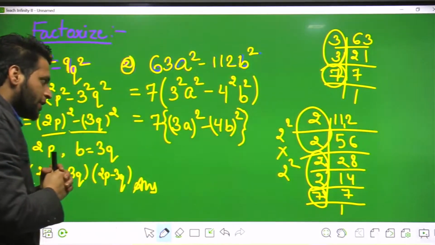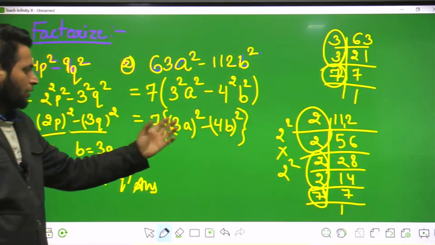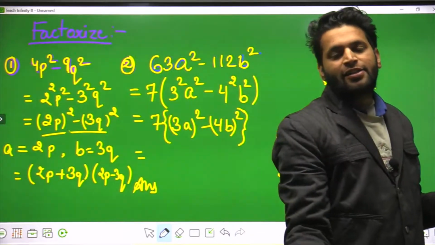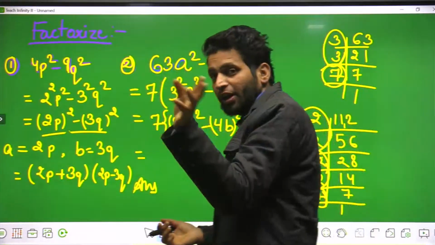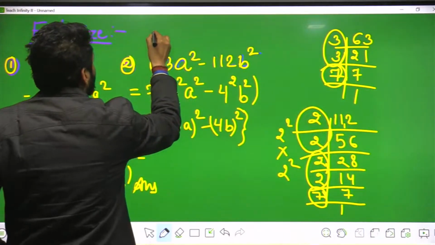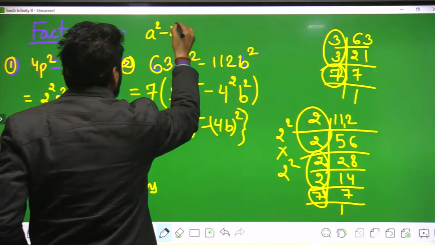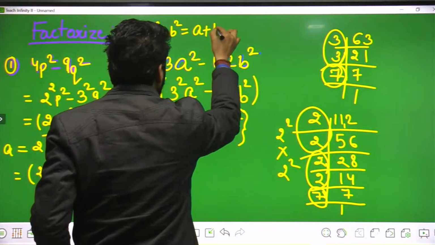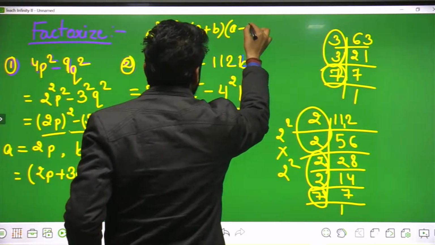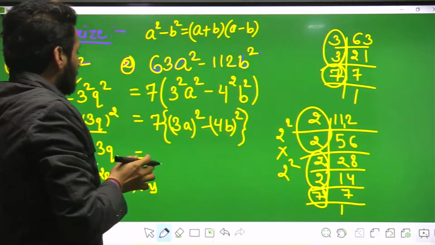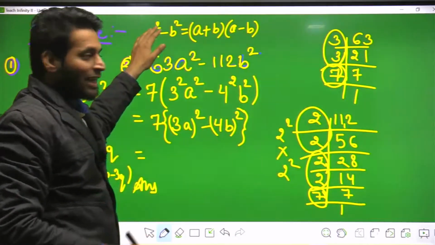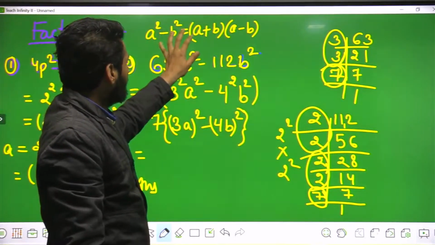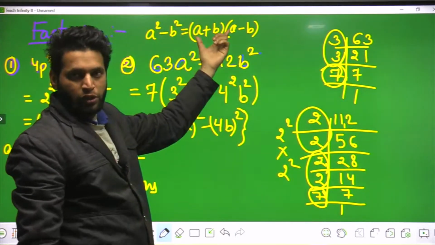Now this is converted according to the identity. Which identity? The identity you know very well: a square minus b square. Wait, I'm writing it at the top. a square minus b square is equal to (a plus b) and then (a minus b). So if the question is like this, we can get the answer like this. That's why we explain this result according to this identity.